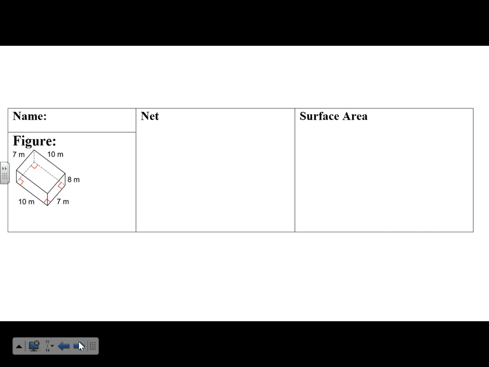So first off, this is obviously a rectangular prism. If I can spell that. So the net, if I were you, I'm going to call this my base and this my base. So I'm actually going to start with, this is going to be my front side. So I'm going to make that facing me. So that front side is 7 by 10.